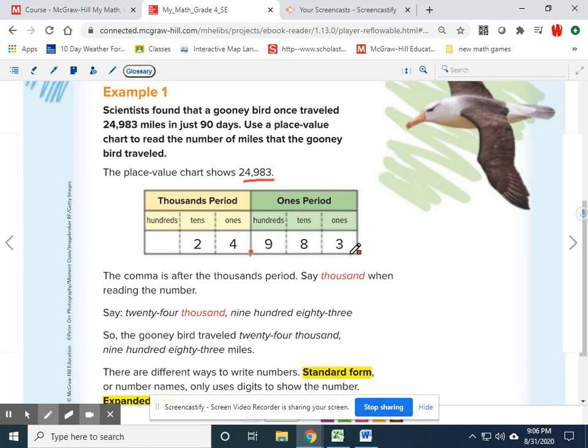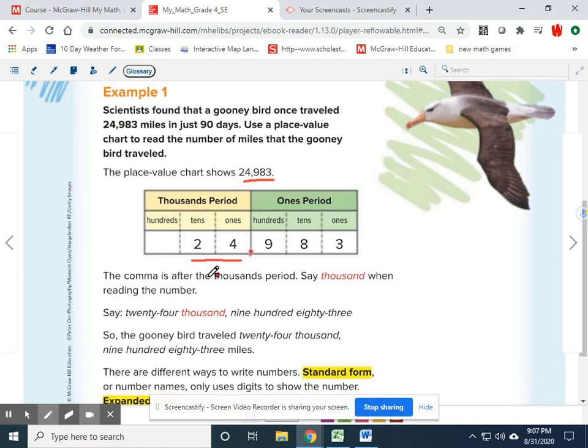24,983. And I always like to say we can start backwards when we're putting a number in a place value chart, because we know that the very last number is the ones. It goes in the ones category. So we put that number in there. The comma is after the thousands period. So we're going to look here. We're going to read that number right there.